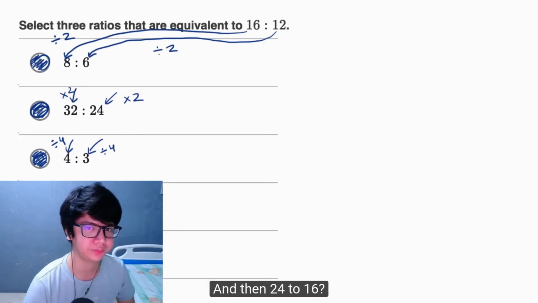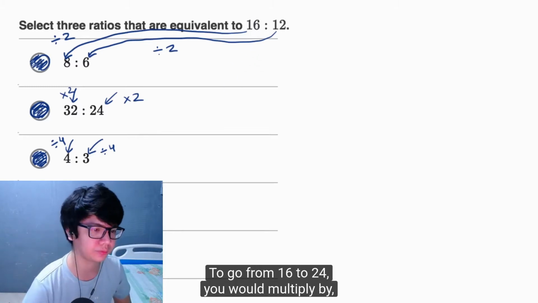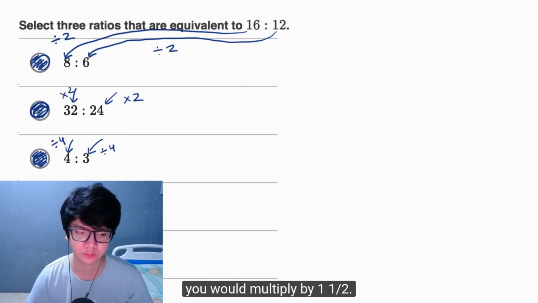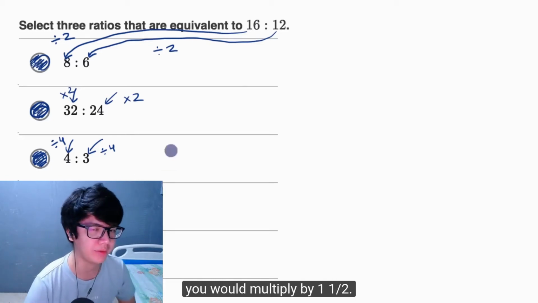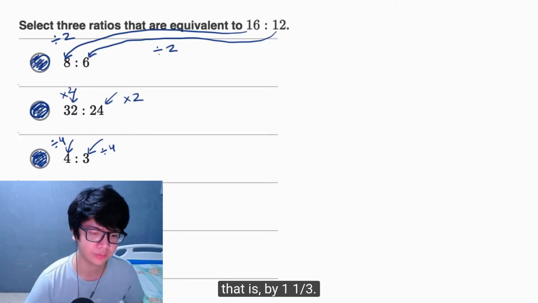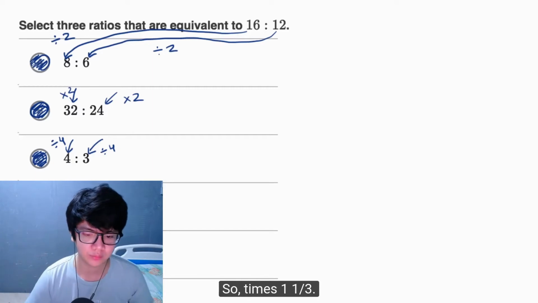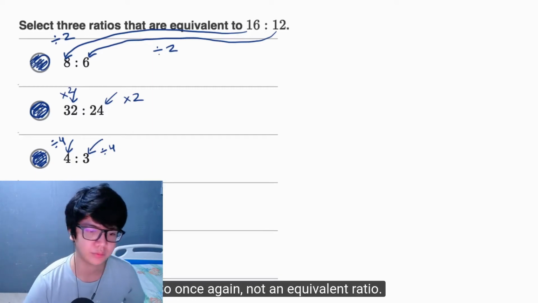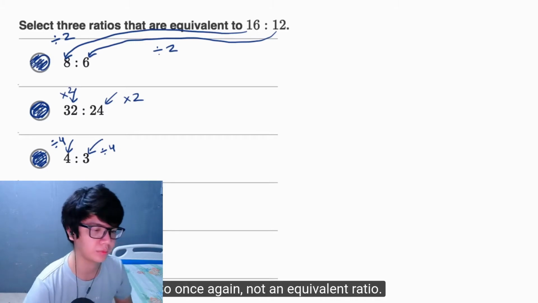And then 24 to 16. To go from 16 to 24, you would multiply by, let's see, that's 1.5. And to go from 12 to 16, you would multiply, that is, by 1 1/3. So times 1 1/3. So you're not multiplying by the same amount. So once again, not an equivalent ratio.